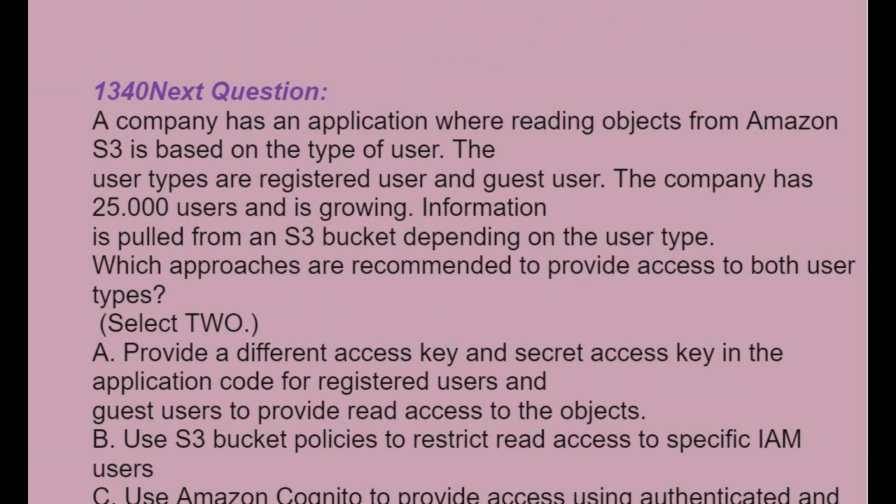Question is a company has an application where reading objects from Amazon S3 is based on the type of user. The user types are registered users and guest users. The company has 25,000 users and is growing. Information is pulled from an S3 bucket depending on the user type. Which approaches are recommended to provide access to both user types? Select two options.